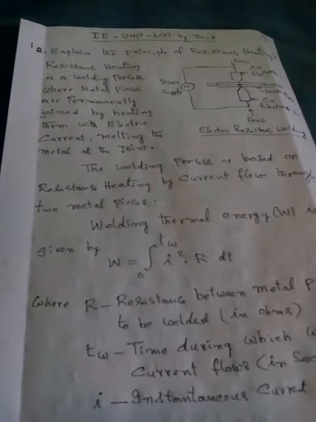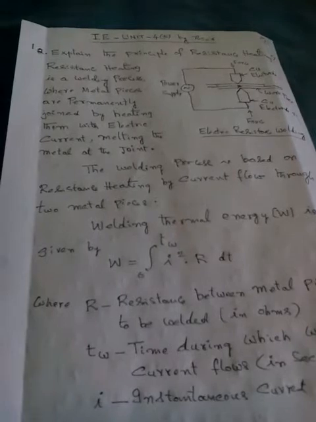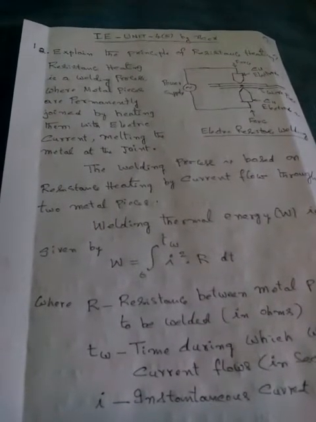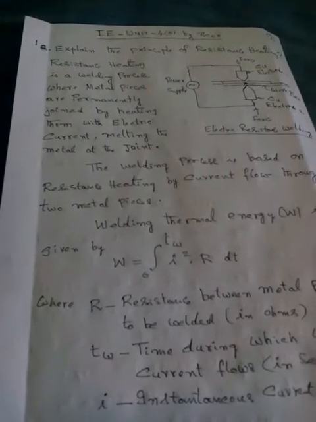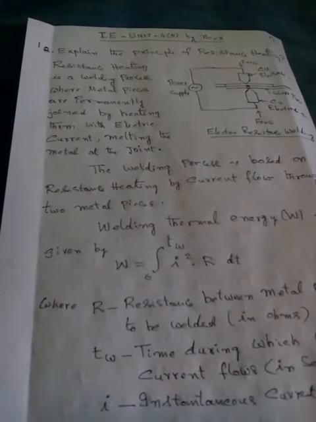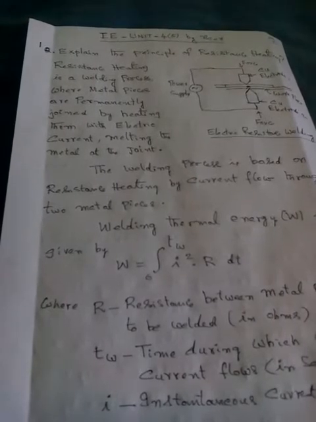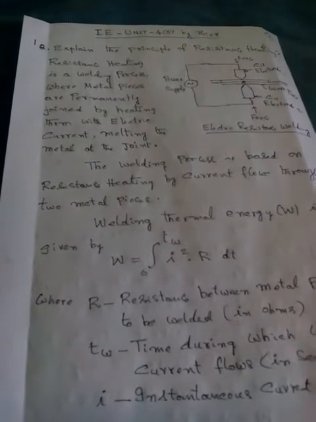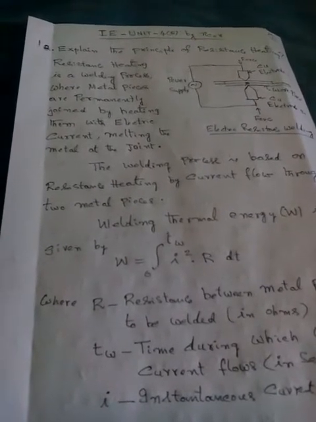As you can see in the diagram, the power supply goes through the welding transformer. It is given to the welding electrodes, electrode 1 and electrode 2, and between the electrodes the metal work pieces are placed. That is electric resistance welding. It is done only due to resistance heating.